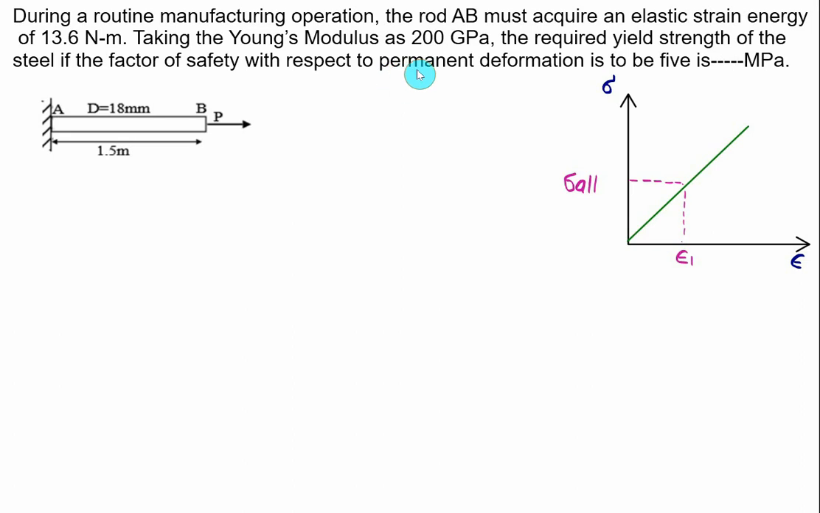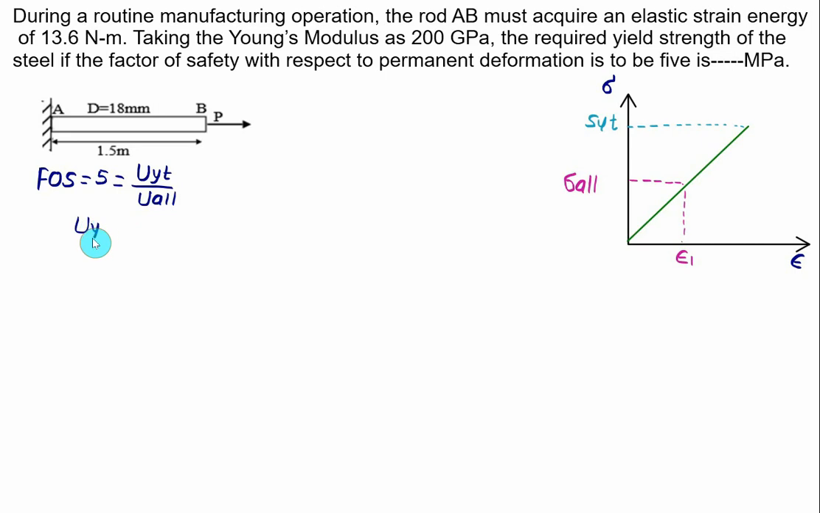With respect to the permanent deformation, that is before yielding. So at the yielding we have stress equal to SYT. In this case we have the factor of safety, you have to use, equal to 5. This factor of safety we can use this time in the form of strain energy. Corresponding to SYT, we have strain energy stored UYT divided by U allowable.